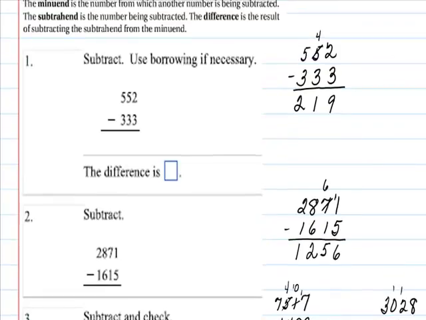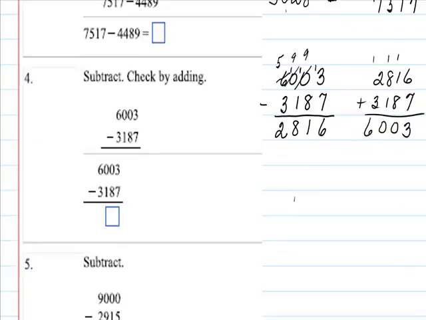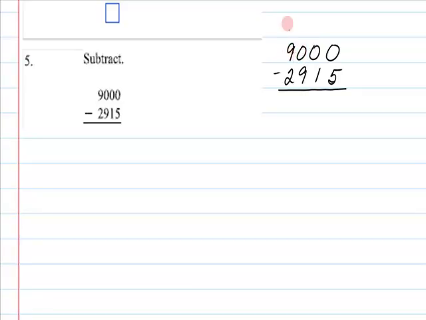All right, let's practice borrowing across some zeros again. I have 9,000, and I'm subtracting 2,915. I cannot take 5 from 0, so I go to the next place value to borrow, but there's nothing to borrow. I go to the next place value, there's nothing to borrow. Finally, I get over here and I can borrow from the 9,000, making it 8.